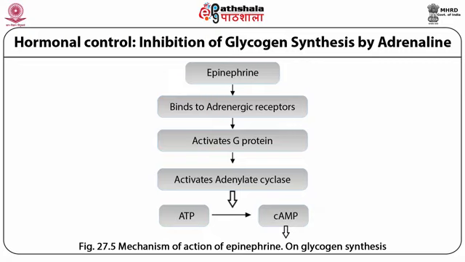The fight or flight response stimulates the adrenal medulla to release adrenaline. Adrenaline binds to the beta adrenergic receptors on the plasma membrane of the target cell. It causes a conformational change in the protein. It activates the G protein, which in turn activates the adenylate cyclase enzyme. Activated adenylate cyclase converts ATP to cyclic AMP.